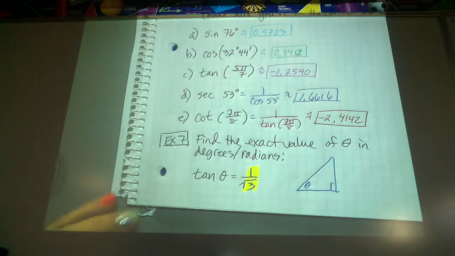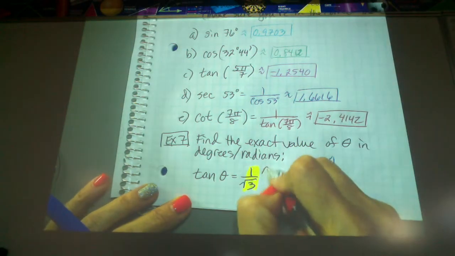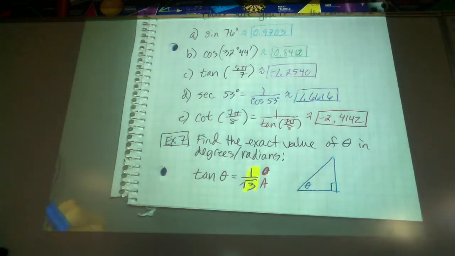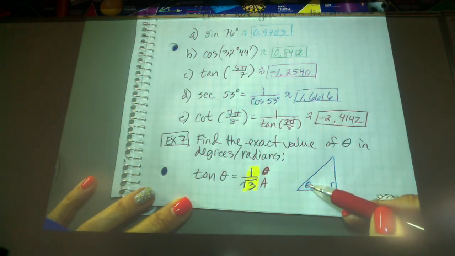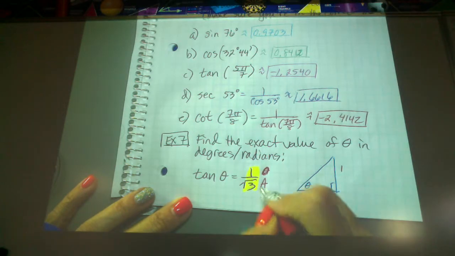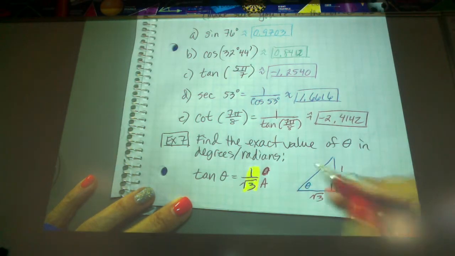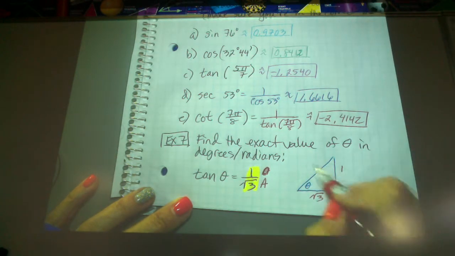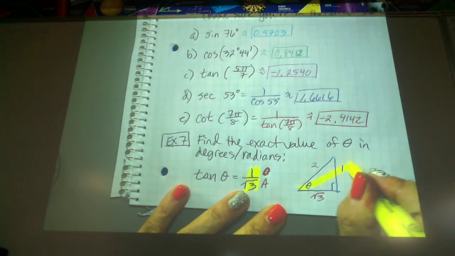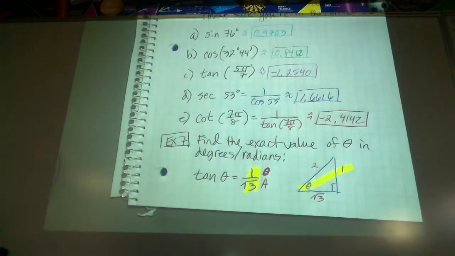Notice that tangent is OA, opposite over adjacent. So that means that 1 is opposite my degree of reference. Opposite would be 1. Adjacent would be radical 3. And then what's missing? We don't need it, but it's 2. All that I care about is what is across from theta. Isn't there a 1 across from theta?